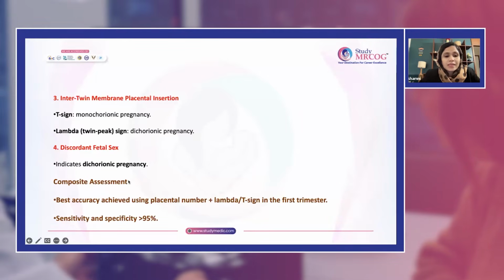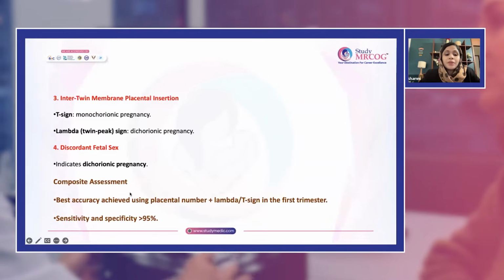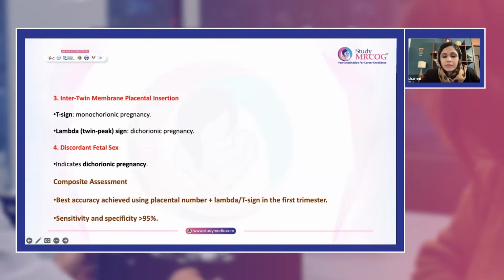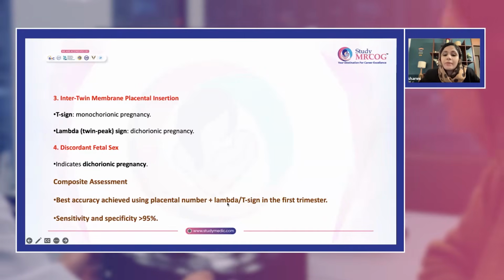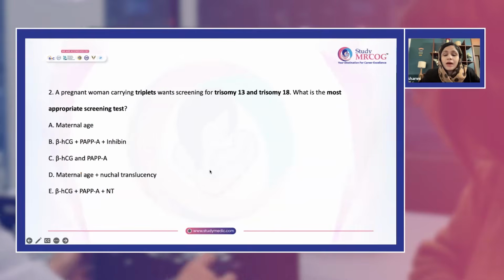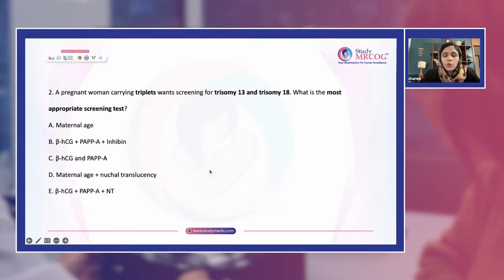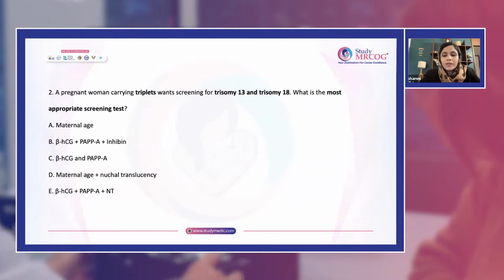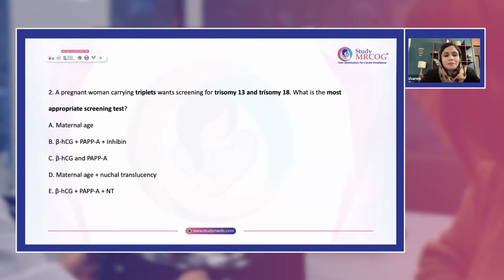This is an update: a composite assessment has the best accuracy. That means if you see the placental mass as well as the lambda or T sign in the first trimester, that has the highest sensitivity and specificity. So if you get the option with these two, that is the composite method, then you select that.